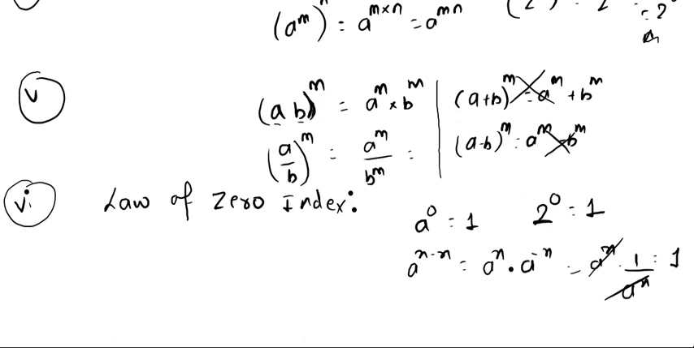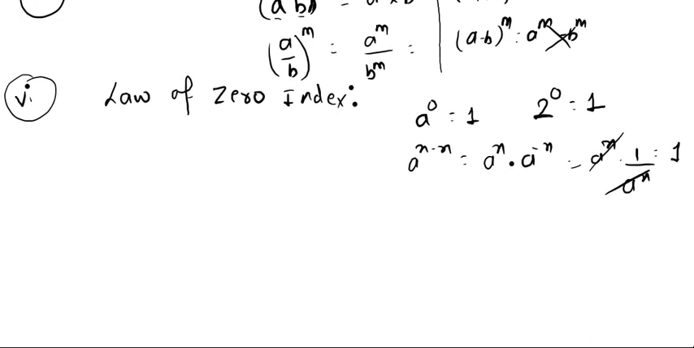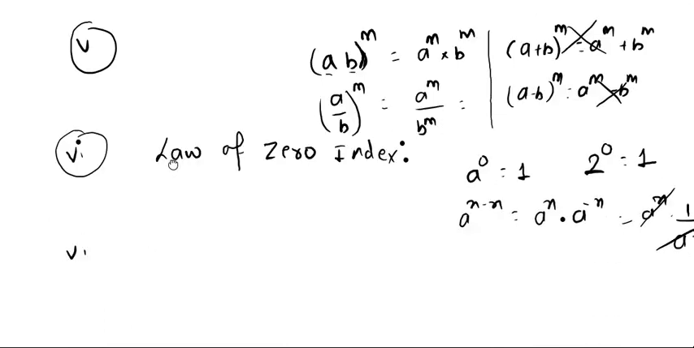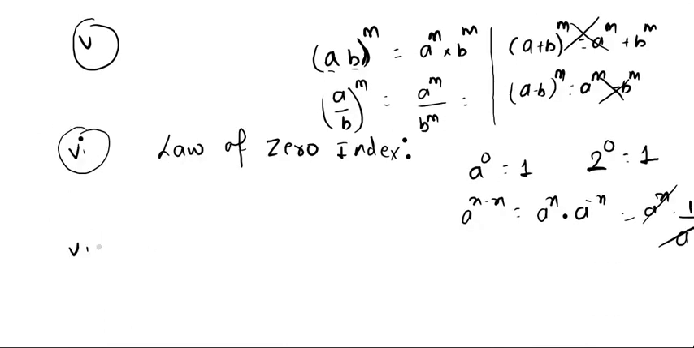Now let's move to rule number 7. Let us scroll up and write rule number 7. Rule number 7 is the root law of indices. In this part, what we are going to learn is about root laws.